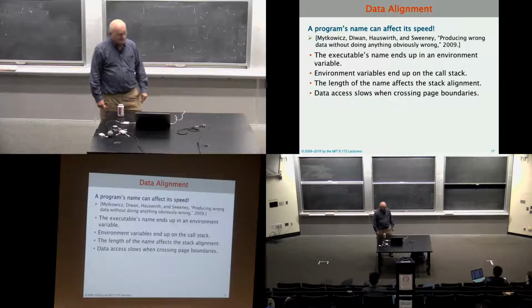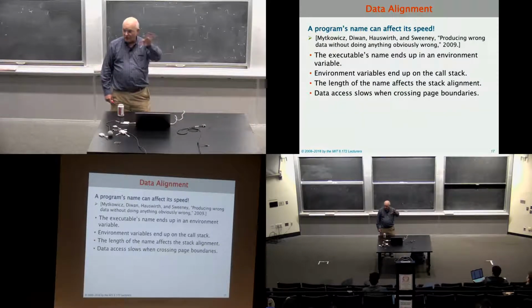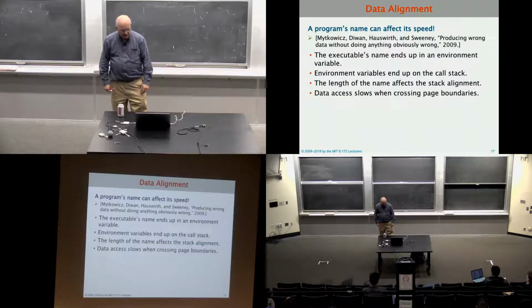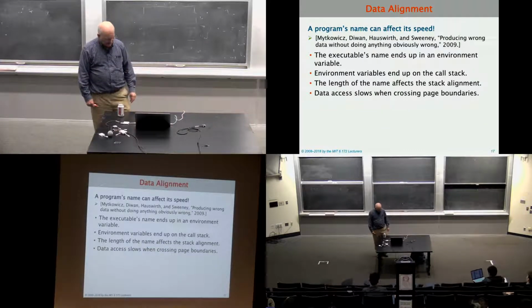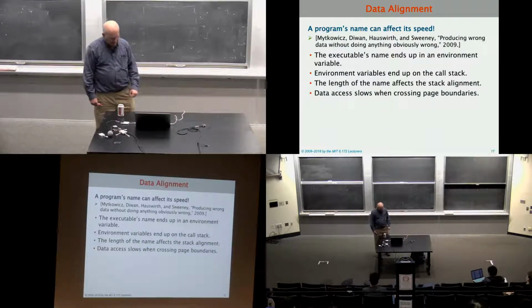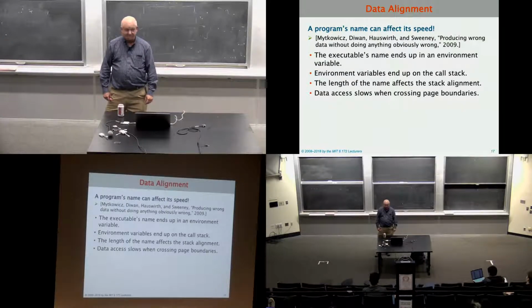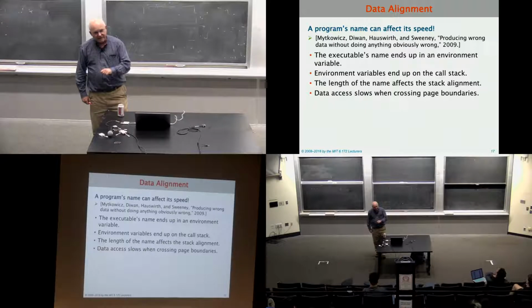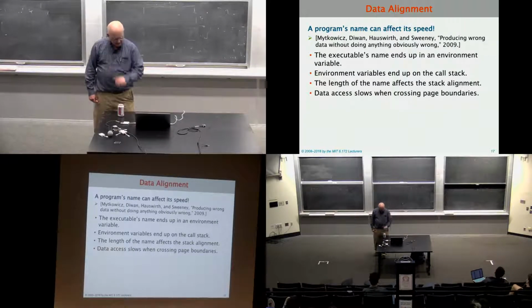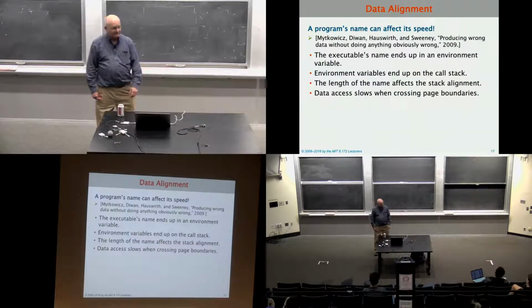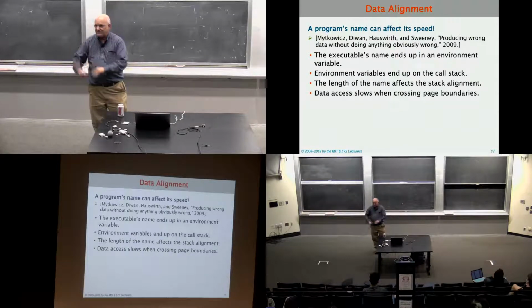Okay? So one of the examples they give, besides the ordering of things, saying that, look, that actually had an impact between O2 and O3, the program's name can affect its speed. And here's why. The executable's name ends up in an environment variable. Okay, so when you start up a program, it puts it in an environment variable. The environment variables, it turns out, end up on the call stack. Okay, so you can find out from the program what's the name of the program I was invoked with.